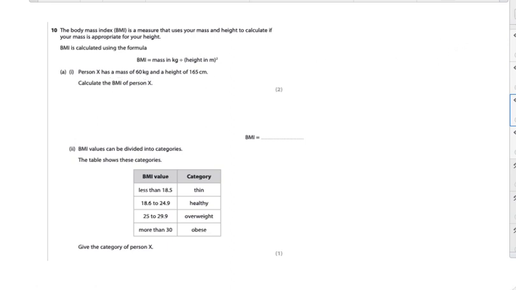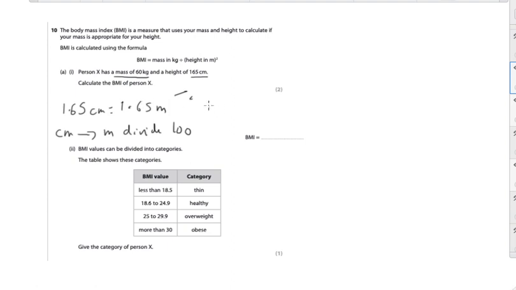Oh, that's working now. So this is in kilograms, which is good, this is what we want. But look here, the height is not in meters, it's in centimetres. So 165 centimetres is the same as, to go from centimetres to metres, we divide by 100. So it'll be 1.65 metres.